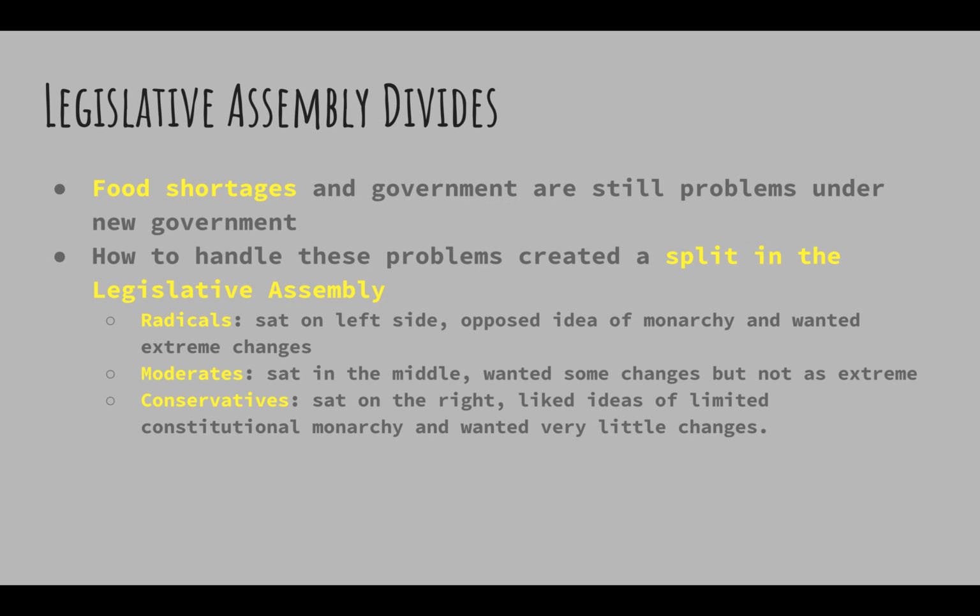So you have these three groups of people that belong to the Legislative Assembly, and these three groups of people, remember, their main job is to make rules and laws for the country of France. So that becomes very, very difficult when they have opposing opinions and viewpoints.